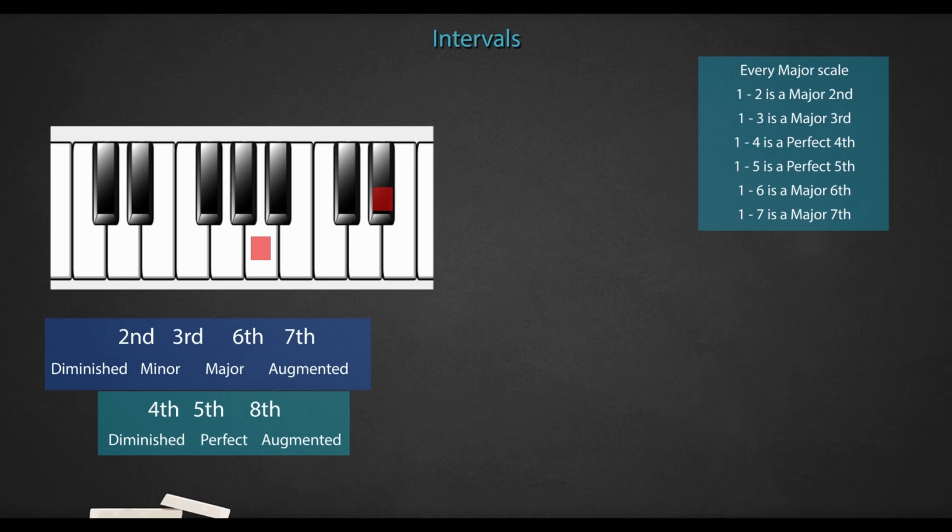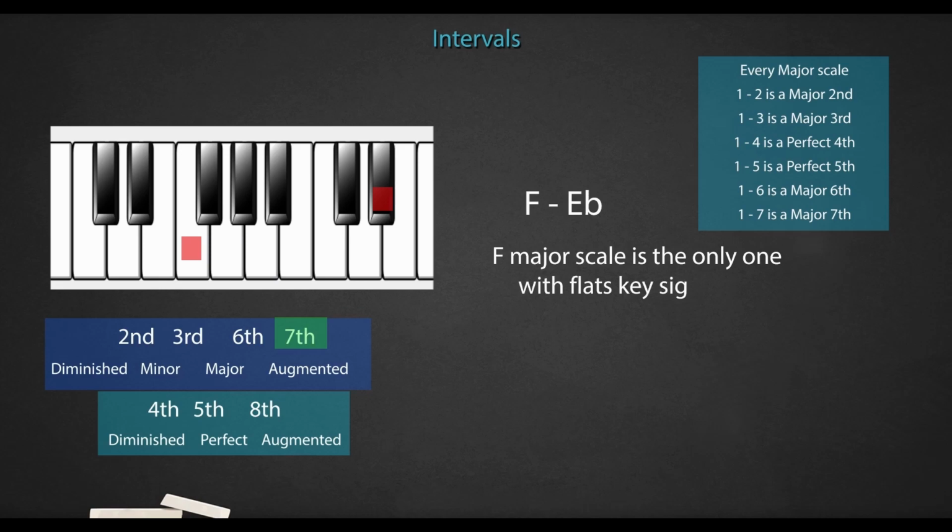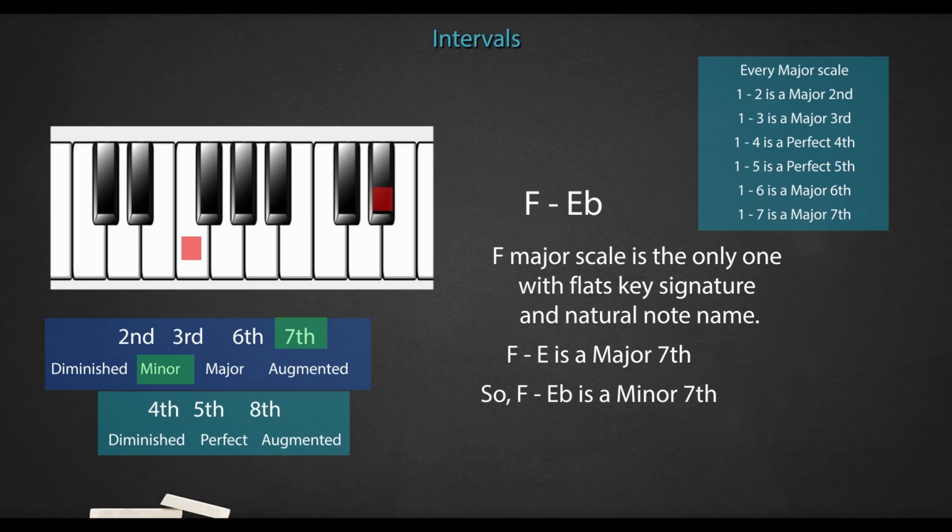Let's look at another interval. F E flat. Let's take F note as tonic. Do you remember that we had said that it was the only scale with a natural note name and has one flat key signature, B flat? So, what do we know about the F major scale? That F E interval, first and seventh of the scale, is a seventh major. So, the interval we are looking for is a seventh minor interval.